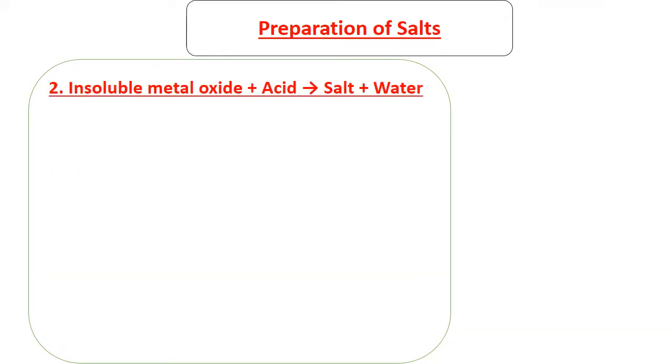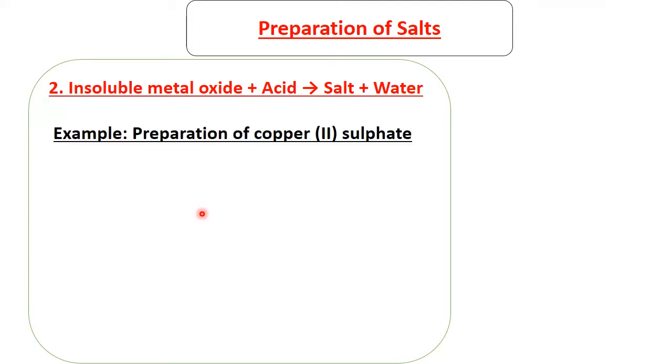So we're done with titration. We go now to the second way of neutralization, the second method of preparing salts using neutralization. In the second method, we use an insoluble metal oxide and an acid, of course, which is going to give us salt and water.